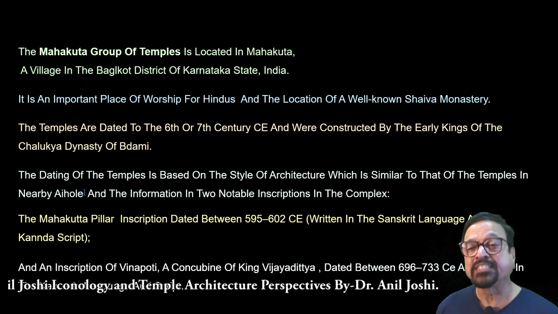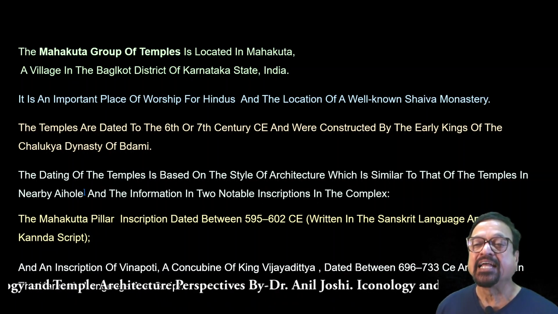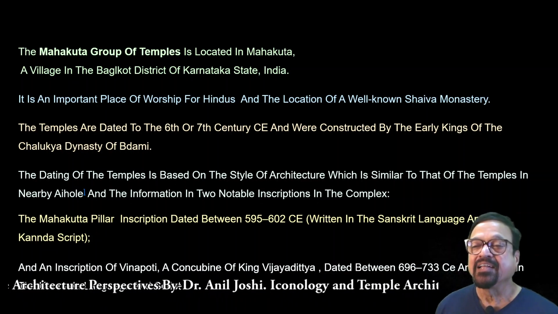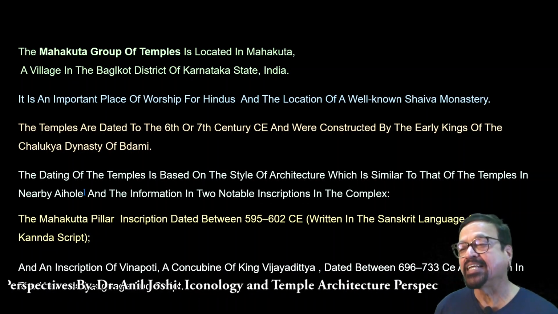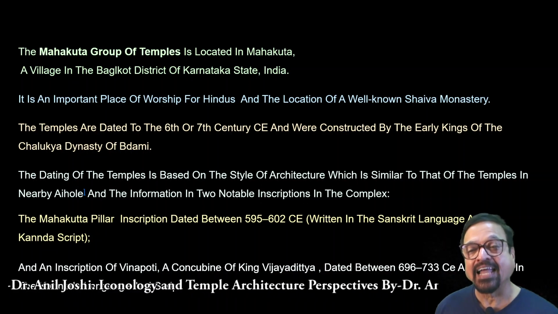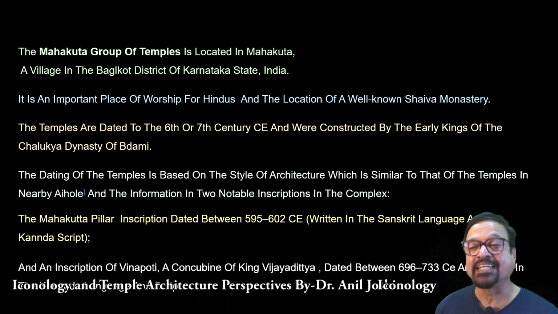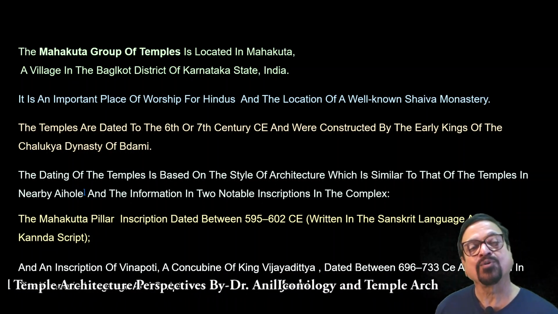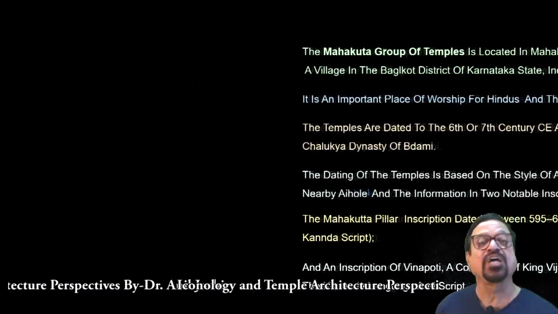Now, another old inscription of Venapoti, a concubine of King Vijayaditya, is dated between 696 to 733 CE and written in the Kannada language. The script is available in Kannada and see, it is now more than 700. So at that time, Kannada was old Kannada, in which these inscriptions are written.